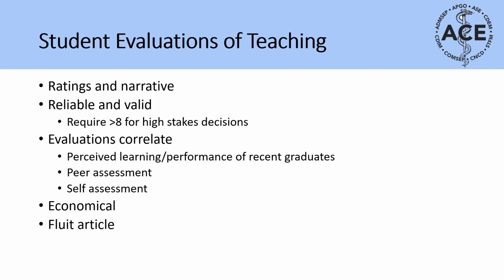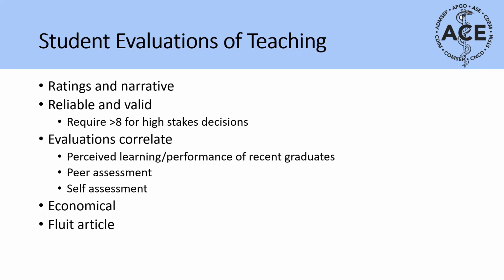And that narrative box may just be a tell us what you think. It may be what were this individual's strengths, and then a space for opportunities for improvement. There's a pretty robust literature on student evaluations of teaching, and in general, they are felt to be reliable and valid. Though importantly, if you are using student evaluations of teaching to make a high stakes decision, for example, a promotion decision, you need at least 8 of these to make a high stakes decision around the quality of teaching.